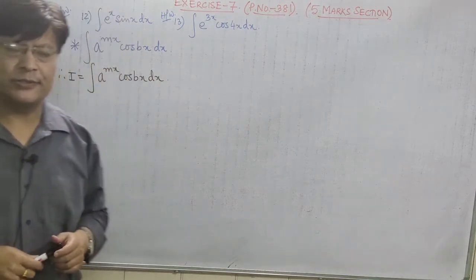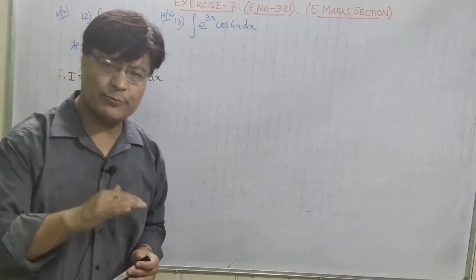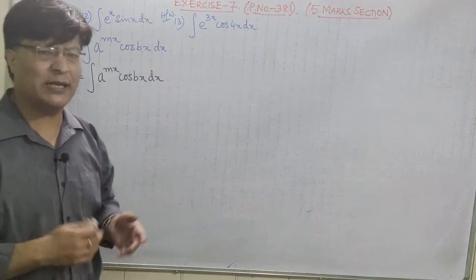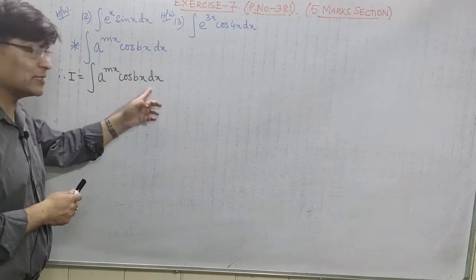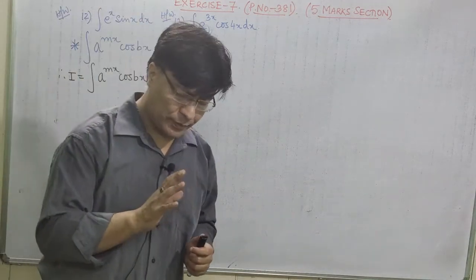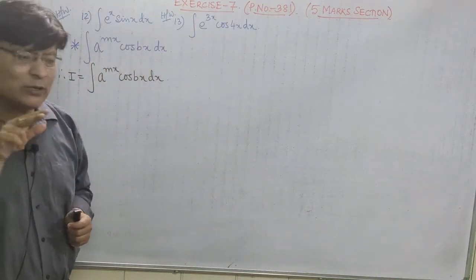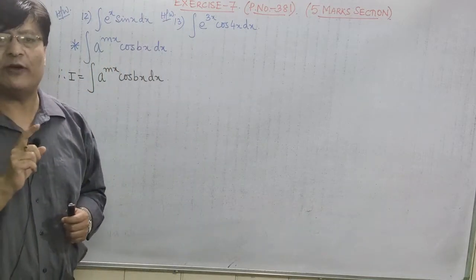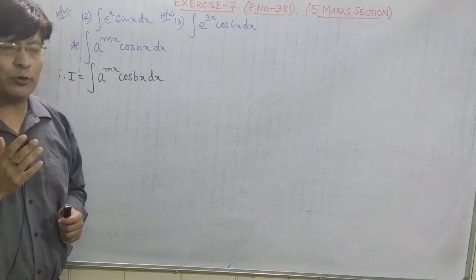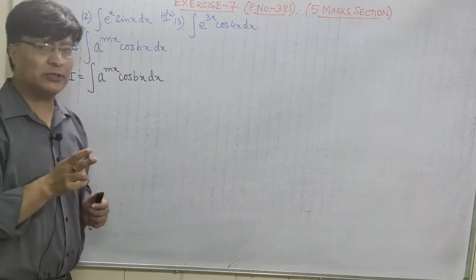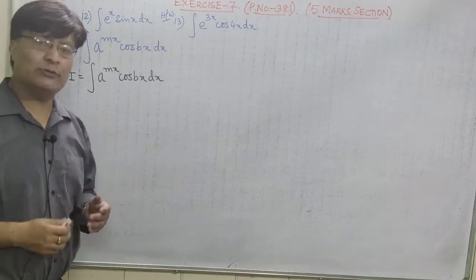Okay, so now in this case a to the power mx you can take as an exponential function, and cos bx is a trigonometric function. You may take a to the power mx as the first function and cos bx as the second function, or cos bx as the first function and a to the power mx as the second function. If there is integration of the product of an exponential function and a trigonometric function, you can take any one of these two as the first function and the other as the second function. Is that clear? Or you can use the word LIATE or ILATE.